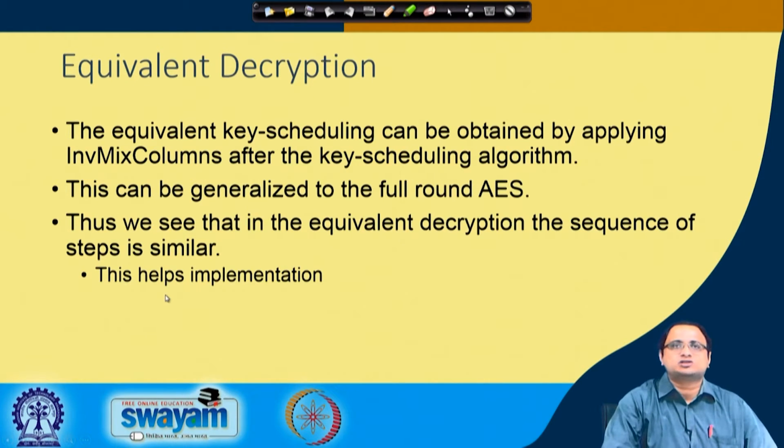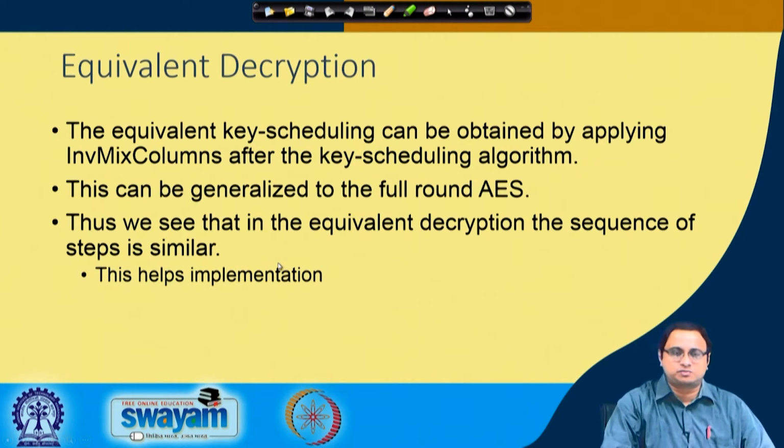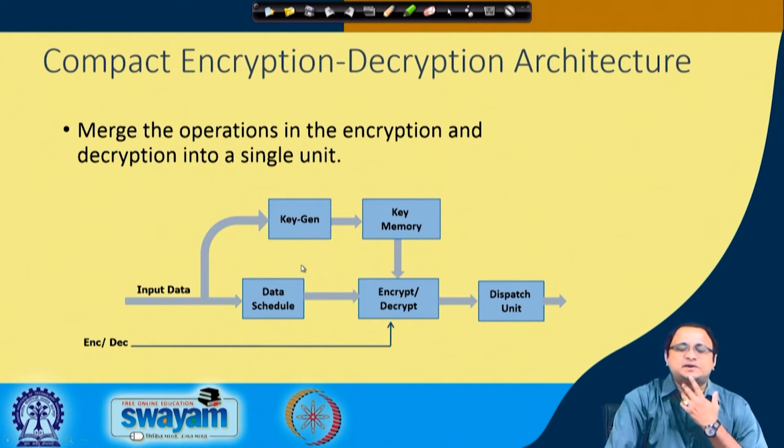For example, what we have already discussed is that the equivalent key schedule can be obtained by applying the inverse mixed columns after the key scheduling algorithm, and this can be generalized easily to the full round of AES. Thus, in the equivalent decryption the sequence of the steps is similar, and this helps in implementing an encryptor and a decryptor on a single chip. You can share between the encryption and the decryption flow and get a nicely optimized design. So, you can go for a compact encryption and decryption architecture, where you merge the operations in the encryption and the decryption into a single unit.